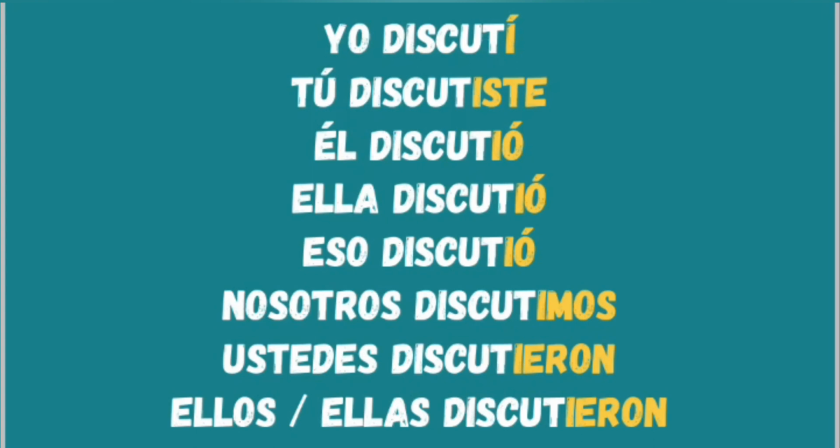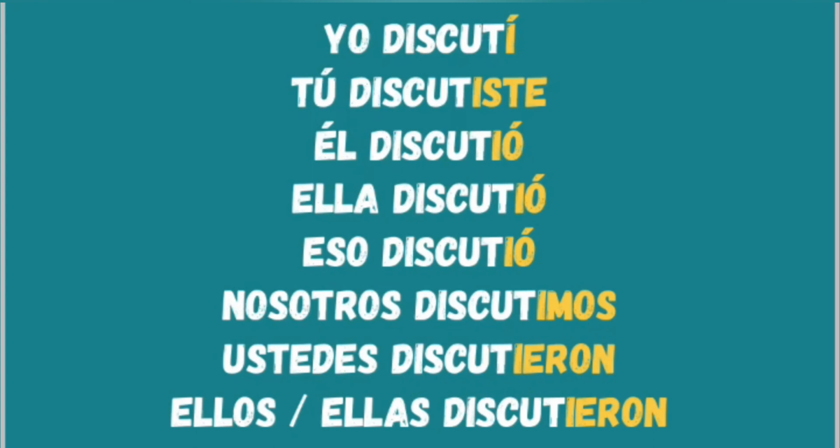It's ending with ir. The ending, if you have the personal pronoun I, yo, of your verb would be with letter I with an accent. Yo discutí, which means I discussed or I argued. Now, if you want to say you discussed or you argued, then in Spanish you have to say tú discutiste. It's something with iste, because it's personal pronoun you, tú.